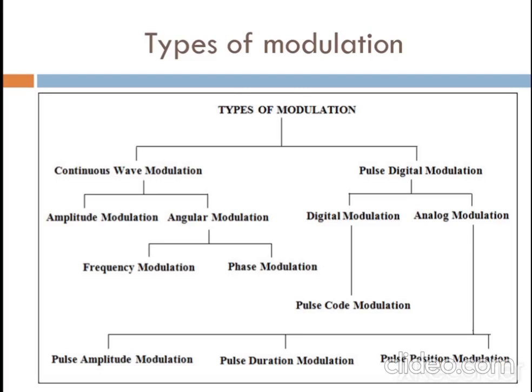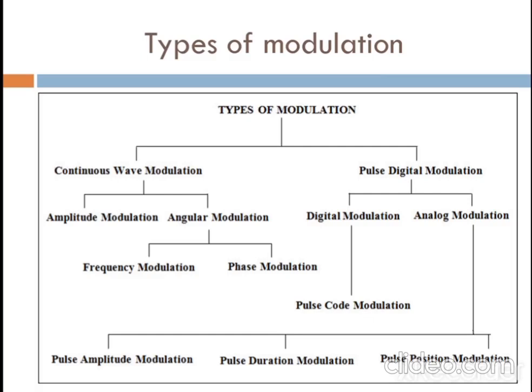First is continuous wave modulation, otherwise analog modulation. Then pulse digital modulation. Continuous wave modulation divides into two parts. First is amplitude modulation and second is angular modulation. Angular modulation again has two parts, frequency modulation and phase modulation. Pulse digital modulation has two parts, digital modulation and analog modulation.